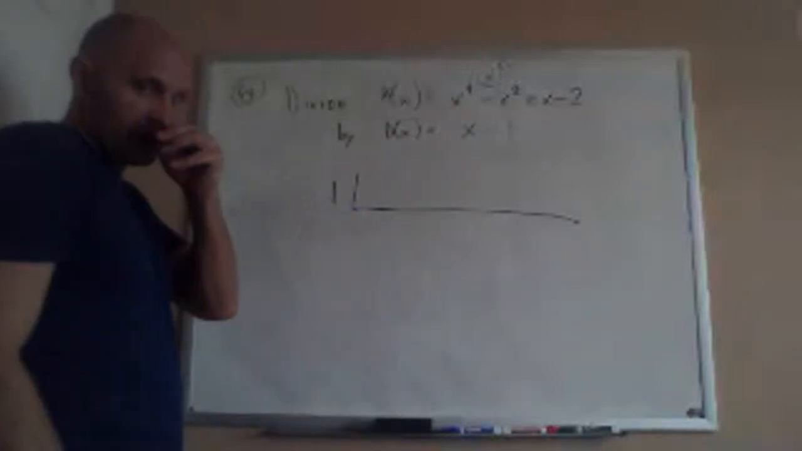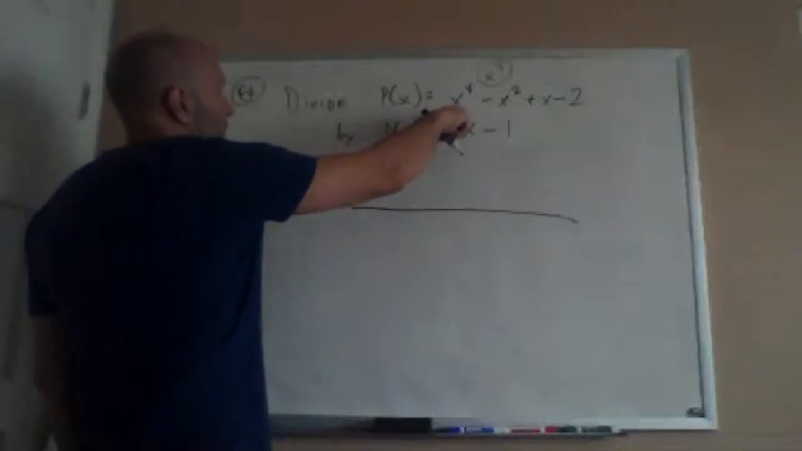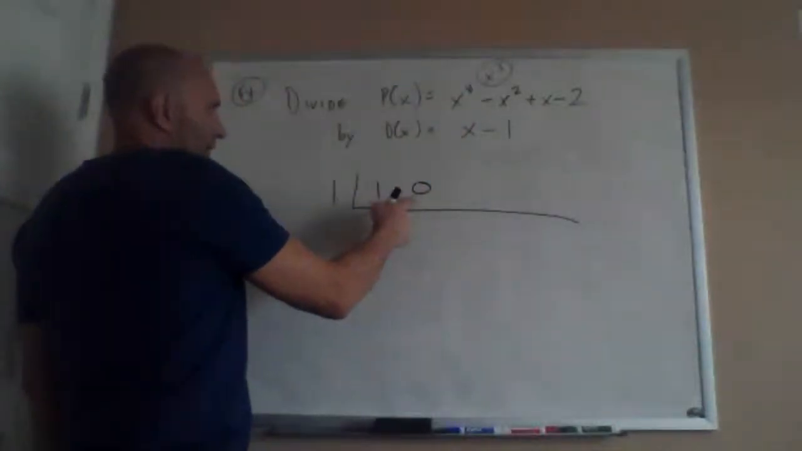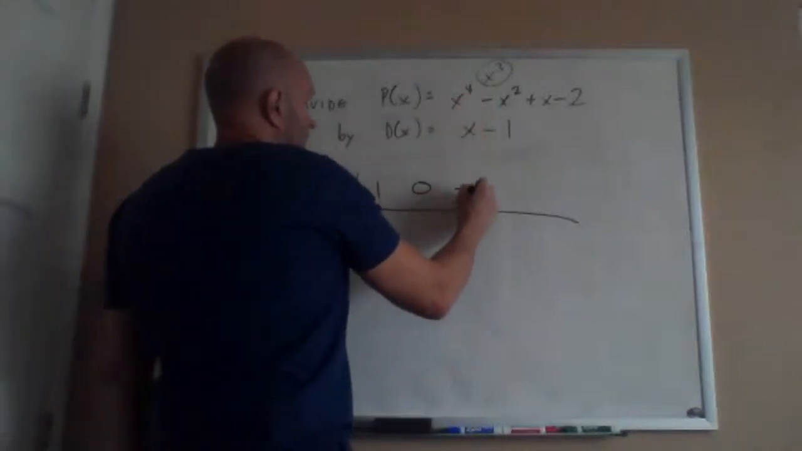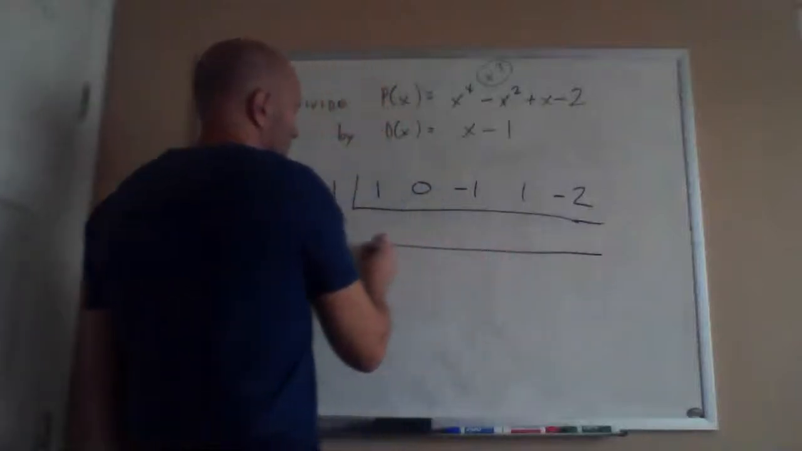All right, so let's do this one. First thing, we're missing our x to the third, so we have to be careful with that. We're dividing by x minus 1, so it's the opposite of what I see. I see -1, so it's going to be +1 on the outside. And if I put in my coefficients, 1, x to the third is 0. I have to have that 0 there. Then -1, 1, -2.